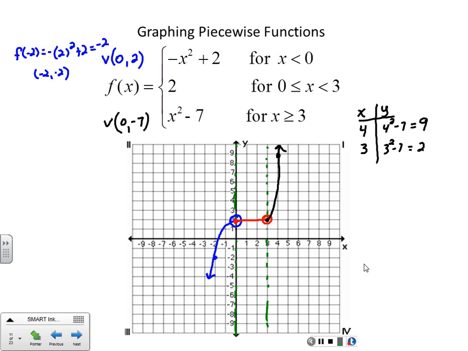So you have a parabola for one set. You have a horizontal line for another set. And then you have a parabola for the other set. So you're only going to draw the graph for the section that your domain consists. If it's not in your domain, you can't draw it there. And that's your piecewise function graph. These are fun. These are a lot of fun.